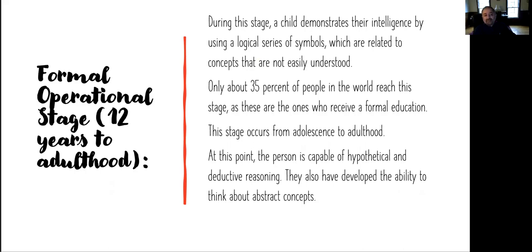So this stage occurs from adolescence to adulthood. At this point, the person is capable of hypothetical and deductive reasoning. They also have developed the ability to think about abstract concepts. That's from 12 and up.